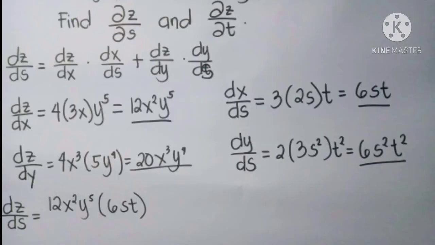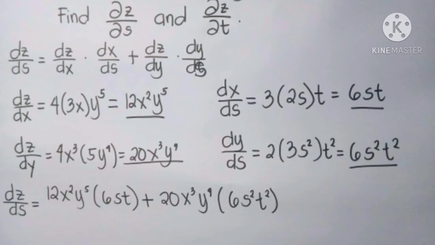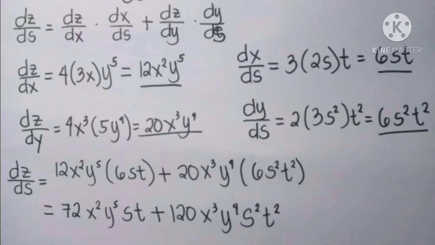So let's plug everything into this formula. We substitute the values. We have dz over ds equals 12x squared y raised to the power of 5 times 6st plus 20x cubed y raised to the power of 4 times 6s squared t squared. So the answer would be 72x squared y raised to the power of 5 st plus 120x cubed y raised to the power of 4 s squared t squared.